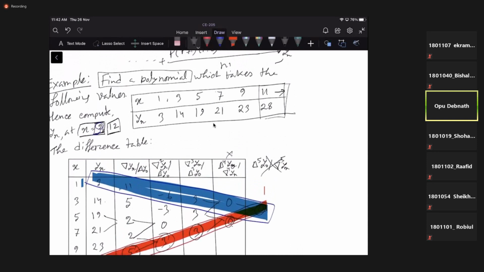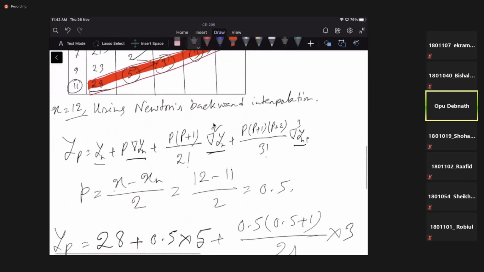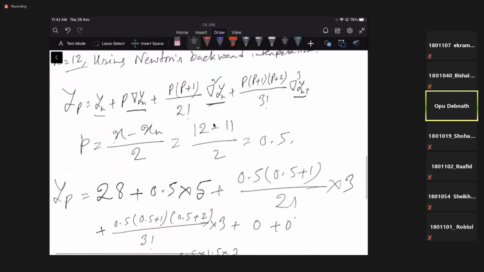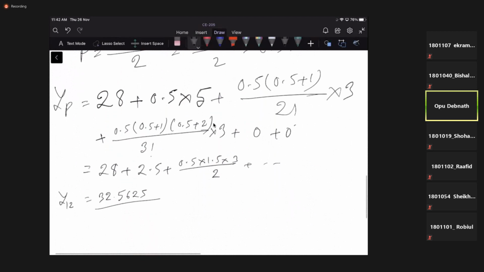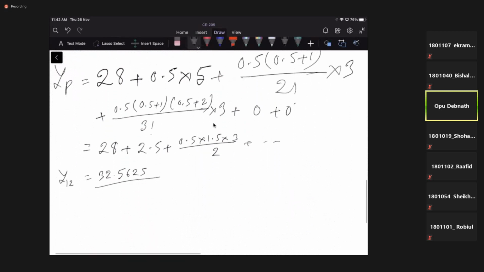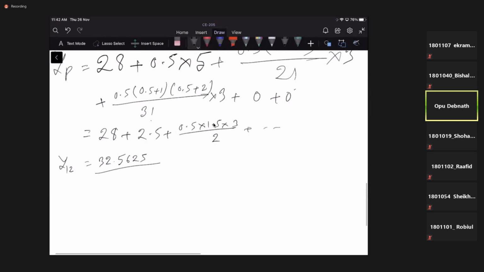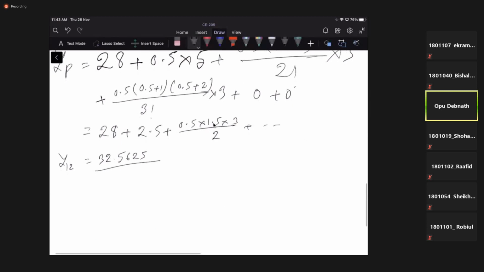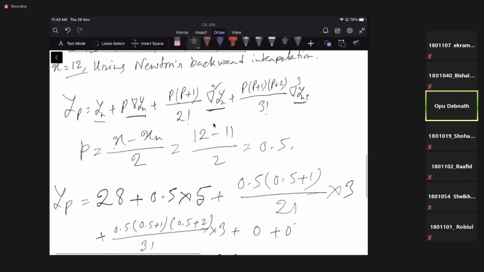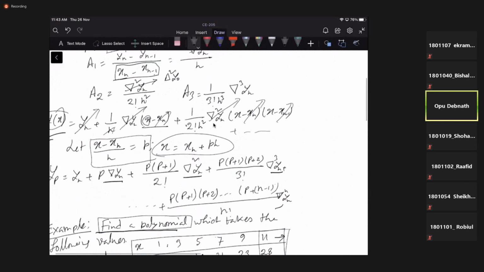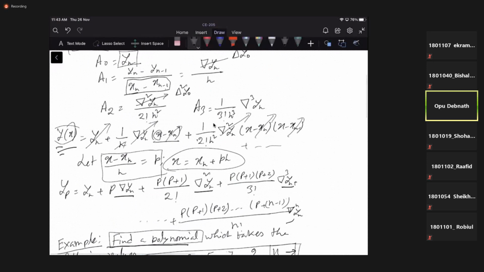Okay, and another portion is to find the polynomial. So to find the polynomial, you simply follow any one equation, that means Newton's forward interpolation or backward interpolation. Both will give you the same equation. For the equation, you will simply take this equation, the immediate step. That means this step, x minus xn, x minus xn, x minus xn minus 1, like this.